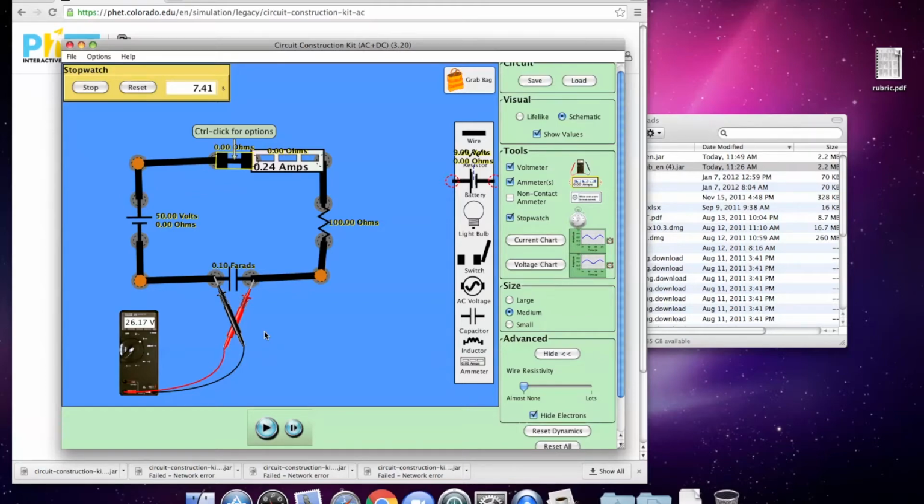Now notice again, of course, the current has fallen to 0.24 amps at a time of 7.41 seconds. Now remember, again, if we were to use the formulas and calculate these parameters, you should see a nice agreement with what the theoretical prediction is compared to the measured predictions.